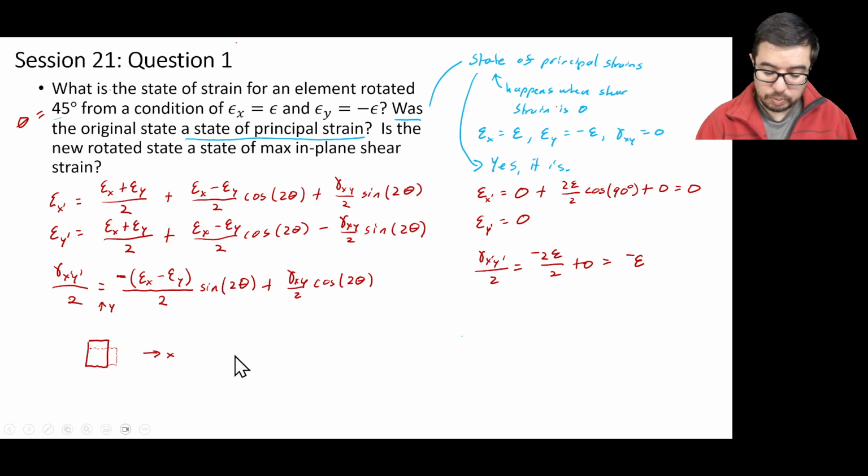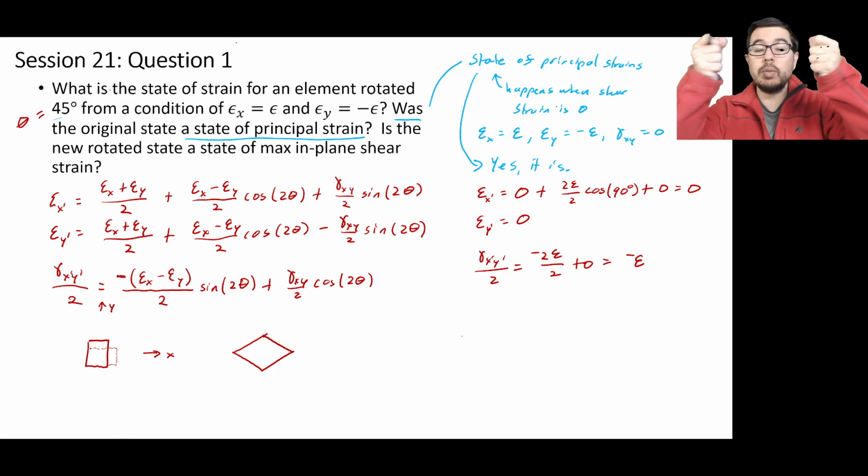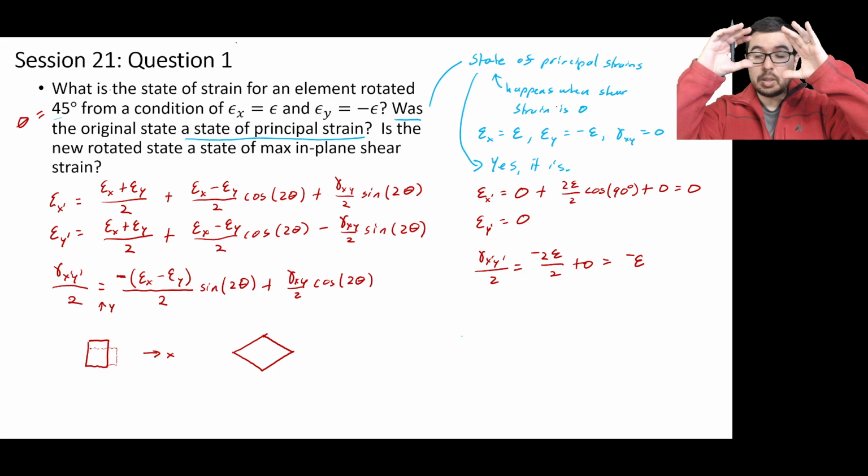For the rotated state of strain, if we take a look at what has happened to our element when it's rotated 45 degrees, I've attempted to make it so that this angle down here is larger than 90 degrees and this angle right here is less than 90 degrees. Think about what's happening. You could have a material being stretched in this direction. When it's stressed, the Poisson effect causes it to shrink in that direction.